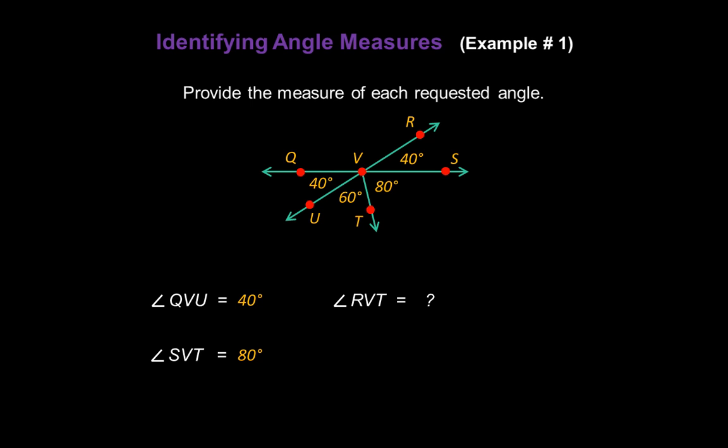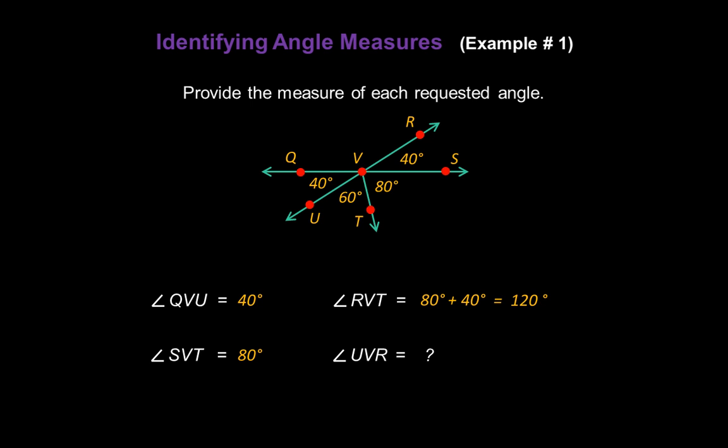What's the measure of angle RVT? Identify the points R, V, and T on the figure. They're located right there, and this one's a little different. It's a larger angle made up of two smaller angles. It has an 80-degree angle and a 40-degree angle. So we have to add them together. The measure of angle RVT then is 120 degrees.